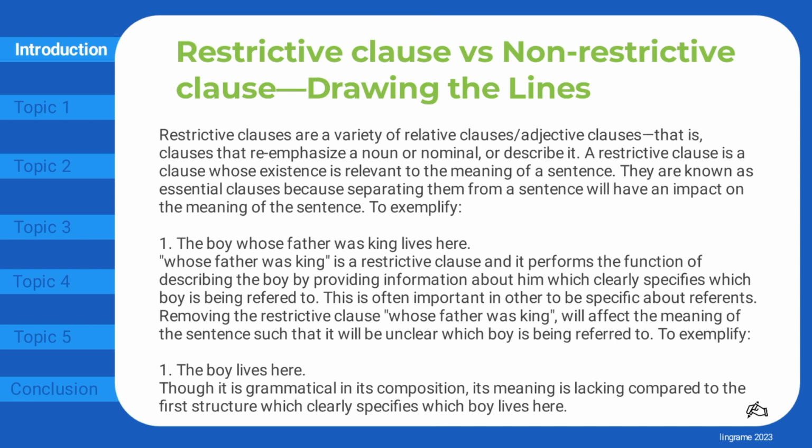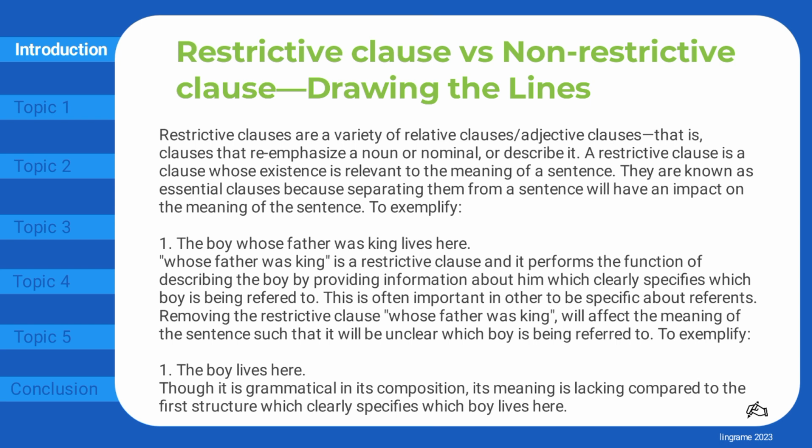They are known as essential clauses because separating them from a sentence will have an impact on the meaning of the sentence. To exemplify, the boy whose father was king leaves here. Whose father was king is a restrictive clause, and it performs the function of describing the boy by providing information about him, which clearly specifies which boy is being referred to.